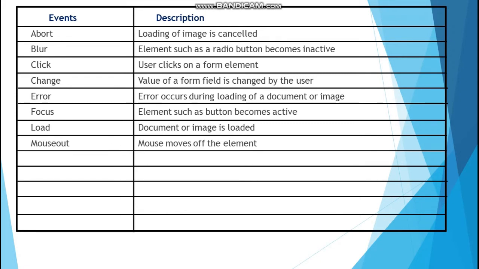Mouse out, the mouse moves off the element. Suppose a particular button or text box is there, and you have put the mouse on it. Now when you move your mouse pointer, the pointer moves off from that object. Then for that object, the mouseout event occurs. In the same way the mouseover event is there. Whenever you take the cursor on a particular object, then for that object the mouseover event occurs.